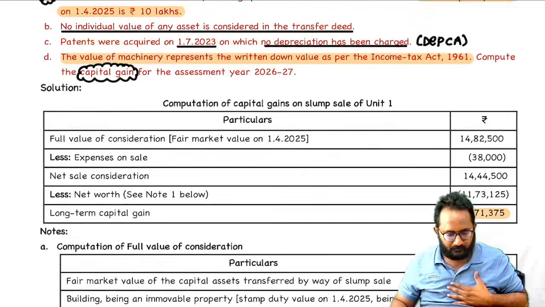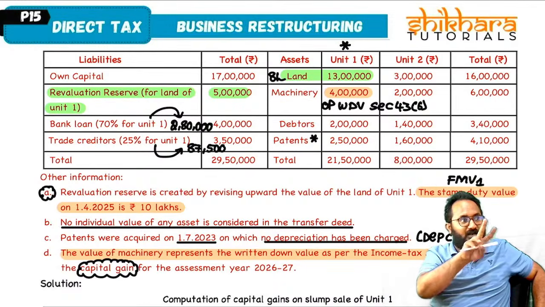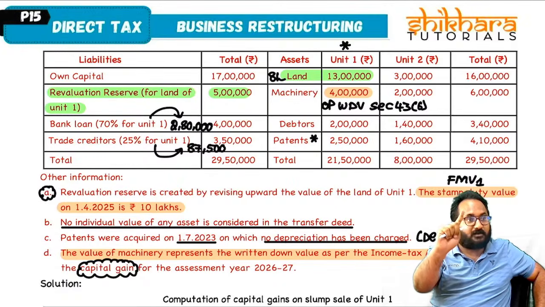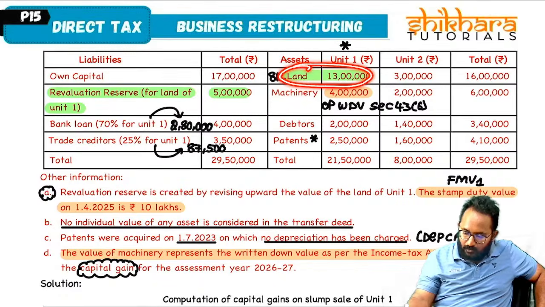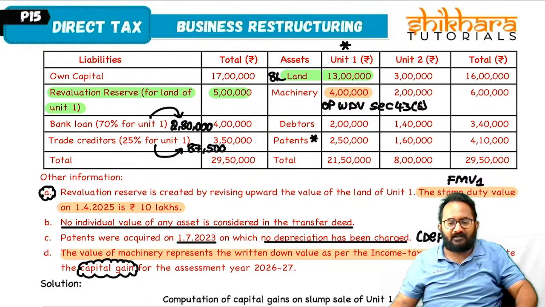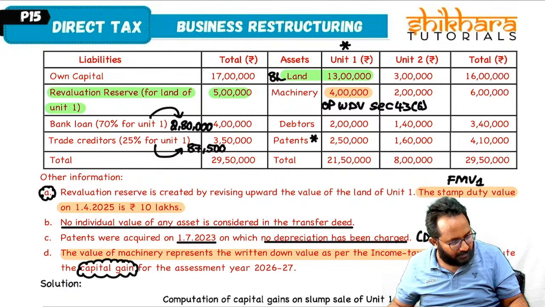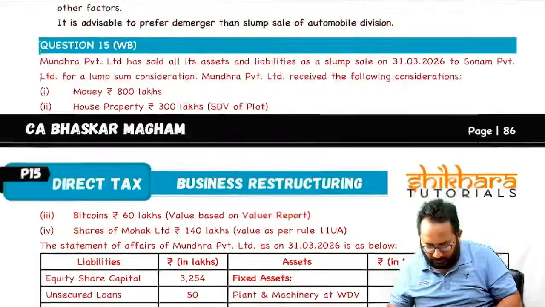Sir, a common doubt students ask in this question: how do we know that both FMV1 and FMV2 can be computed? Remember, for FMV1 computation, the stamp duty value of the immovable property is required. They have clearly given the immovable property's stamp duty value, so I computed FMV1 as well as FMV2. Clear? Now I will take one more question.